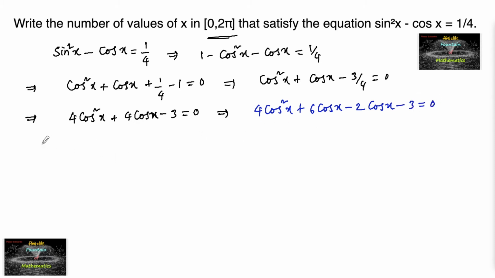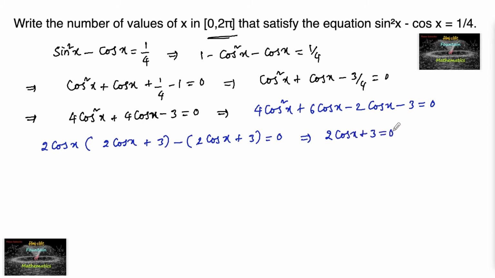So from the first two terms I can take 2 cos x common, so we can write 2 cos x plus 3, and from the last two terms we can take minus common, so we have 2 cos x plus 3 equals to 0. So whereby we can write 2 cos x plus 3 equals to 0, or 2 cos x minus 1 is equal to 0.